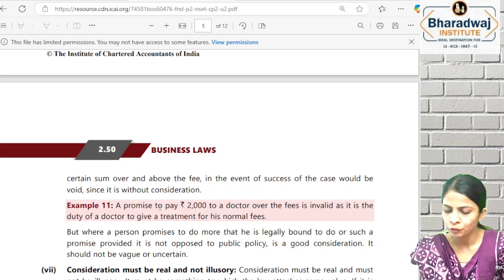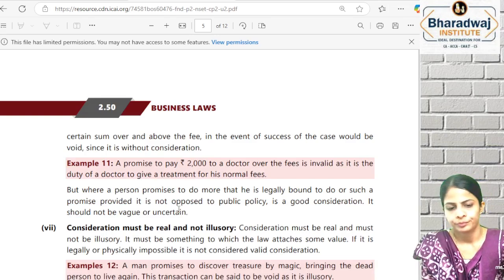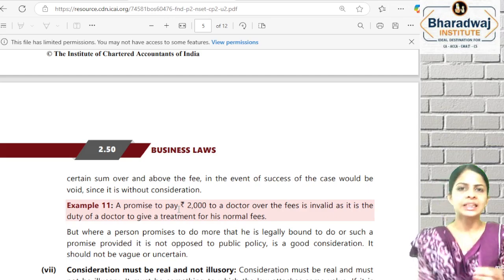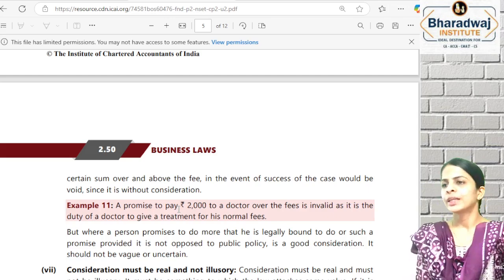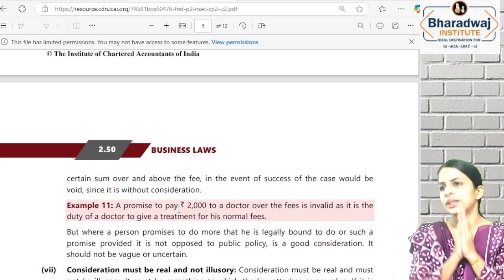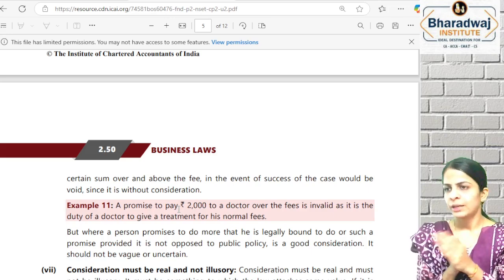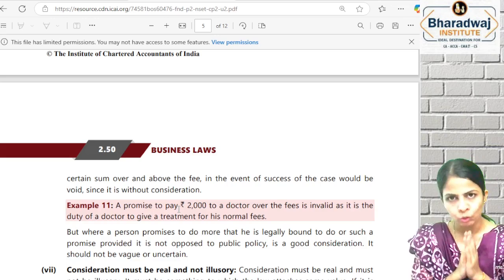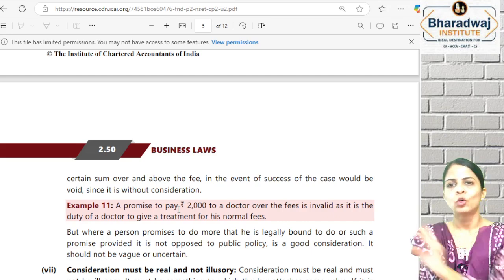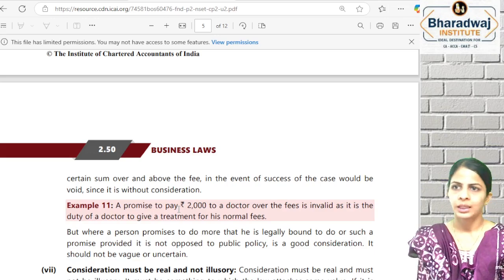Next, performance of what one is legally bound to perform. Legally, if you have done some work, you can claim compensation, you can claim consideration. Over and above that, I purchased 10,000 rupees of sugar, I will give you 10,000 rupees only. Over and above that, if you ask me for 1 gram of gold also, will it be valid? Clear?